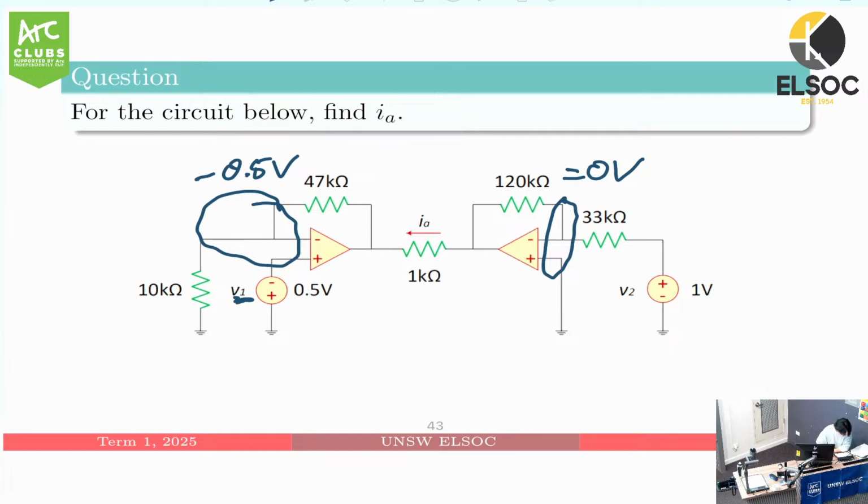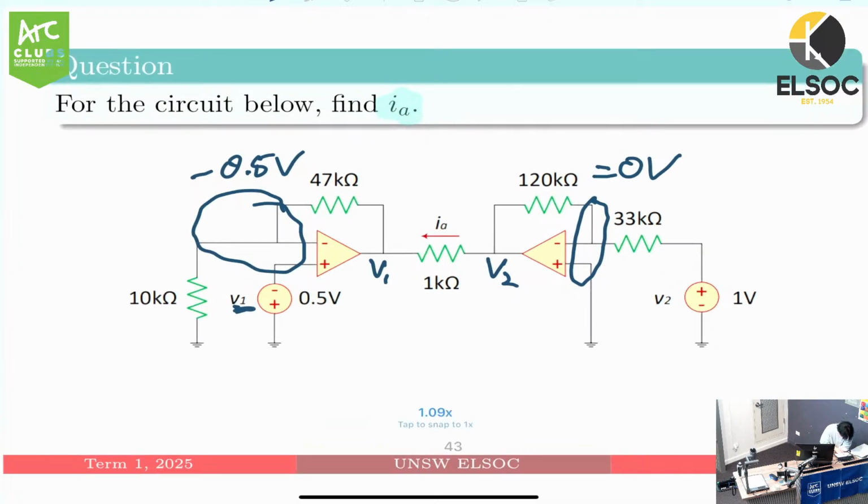Okay? And now, first off, let's actually read the question, my apologies. For the circuit below, find IA, which is this current flowing through the 1,000 ohm resistor. We'll call that node V1 and that node V2. So to solve this question, we'll need to know V1 and V2, and then just simply use Ohm's law. So how can we find V1?